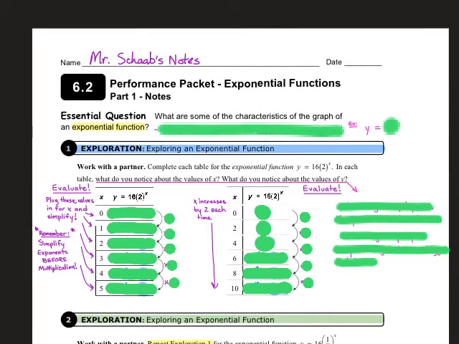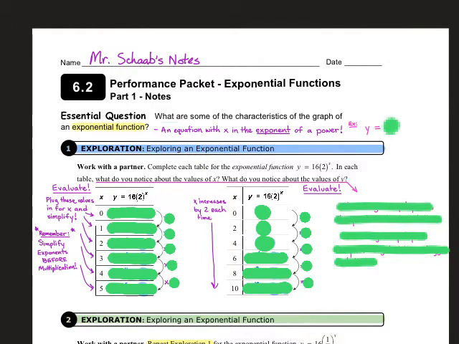So the first thing we're going to look at, the essential question for this lesson is, what are some of the characteristics of the graph of an exponential function? So we're going to define this. We're going to take some notes on it first, but since this is an exploration, we always like to start by just trying some things out and see what happens.